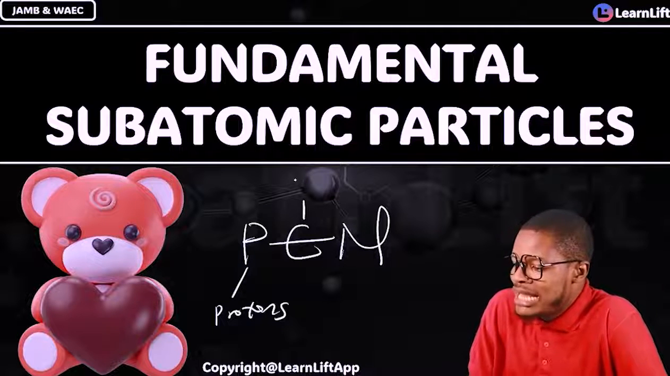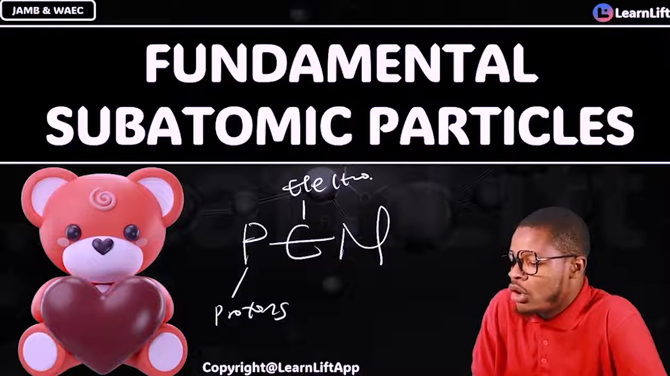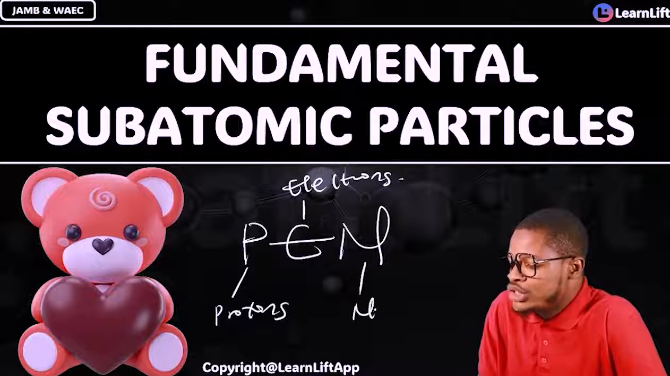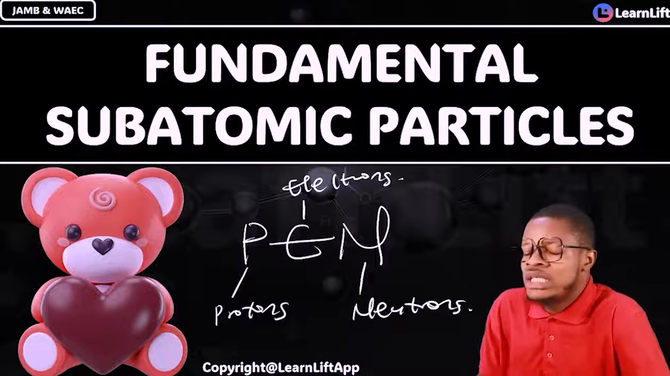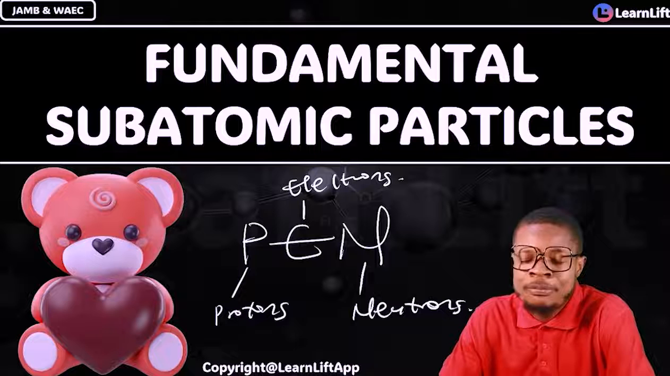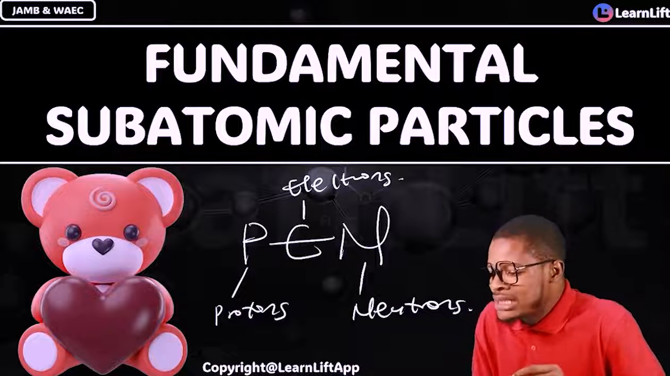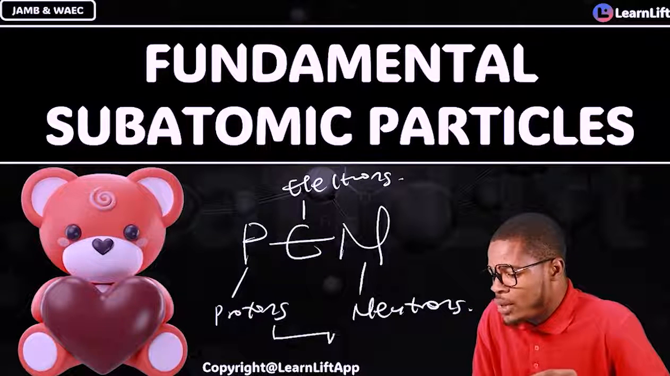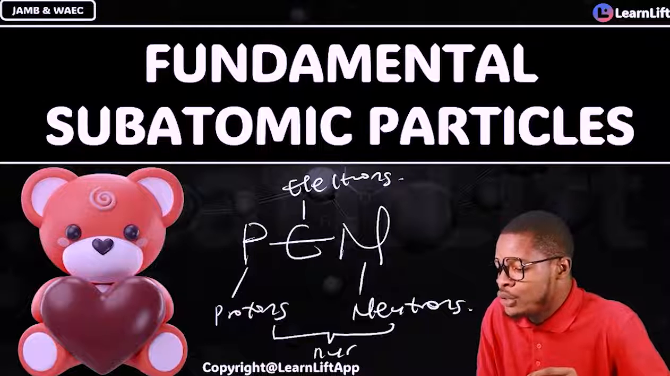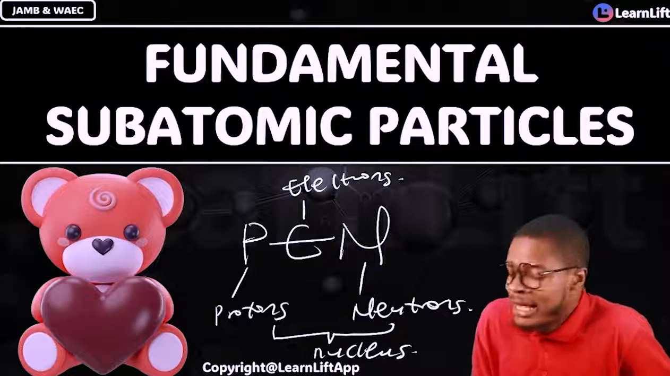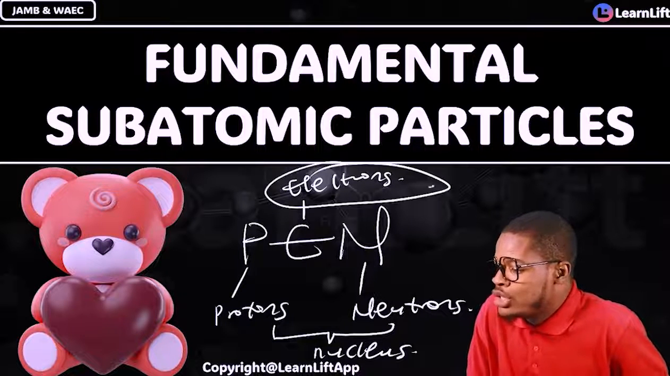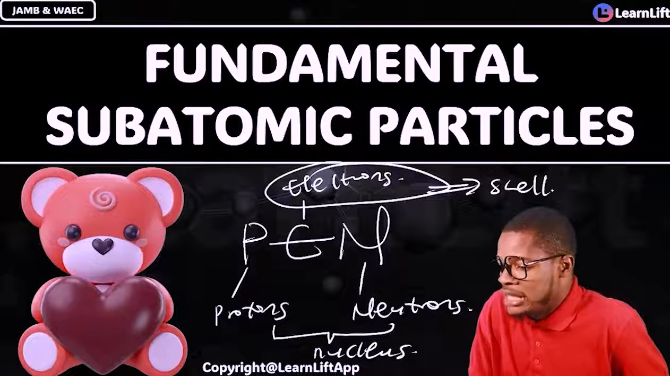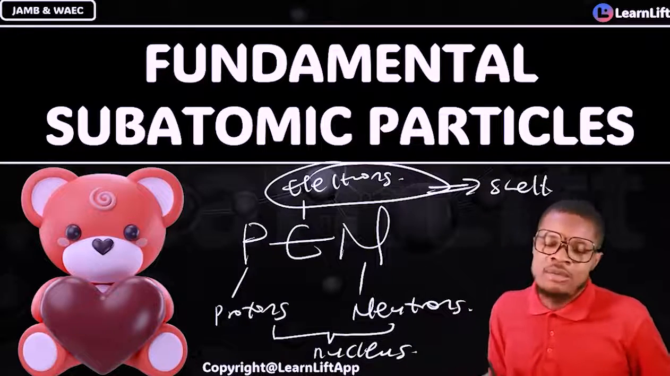Number 2, they are the what? Electrons. And number 3, they are the what? The neutrons. So the 3 of them form an acronym called PEN. Your protons and neutrons, the 2 of them, what will they form? They will form the nucleus of the atom. Electrons, where are they? You see them in the shell. Does it make sense? Okay, let's treat them one after the other.